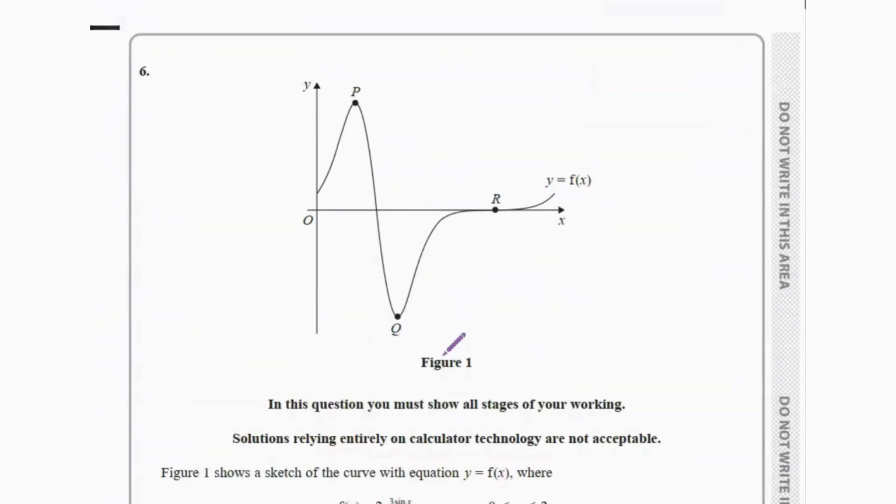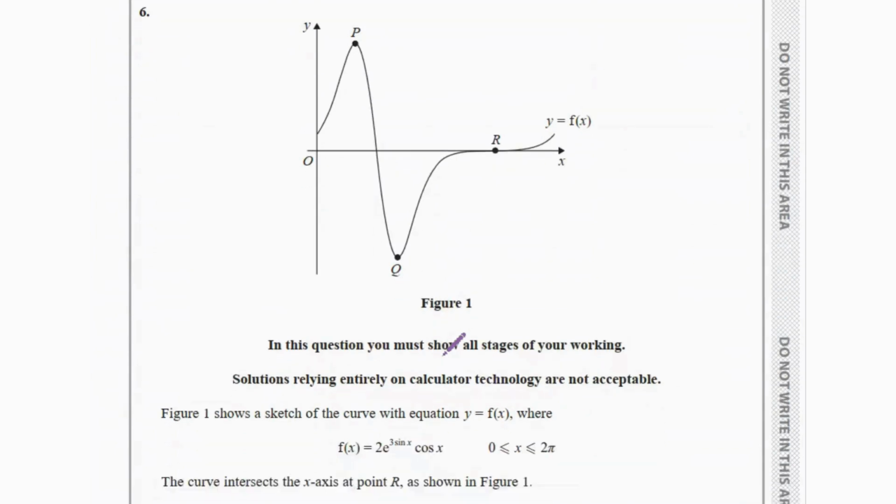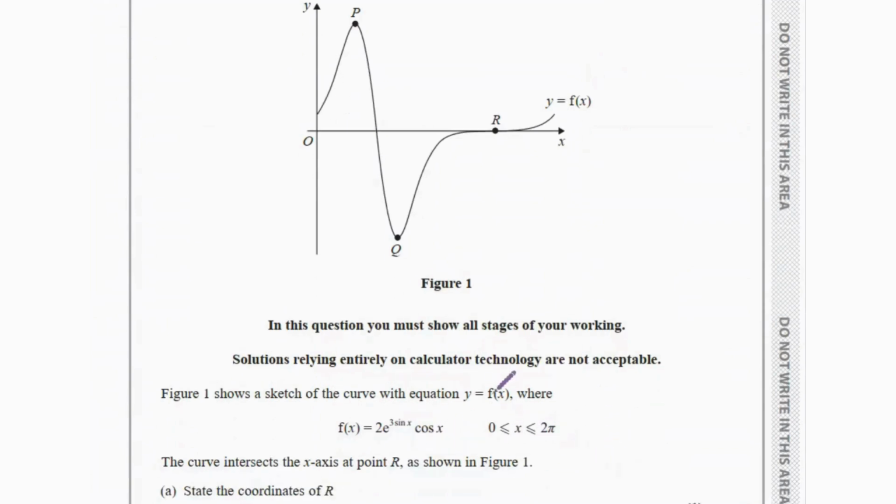Then it says, in this question, you must show all stages of your working. Solutions relying entirely on calculator technology are not acceptable. Figure 1 shows a sketch of the curve with the equation y equals f of x, where f of x is 2 times e to the power of 3 sine x, then times cos x, where x is between 0 and 2 pi. The curve intersects the x-axis at point R, as shown on figure 1. You have to state the coordinates of R.